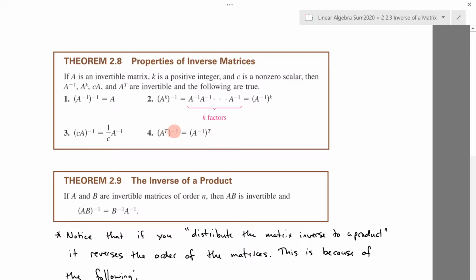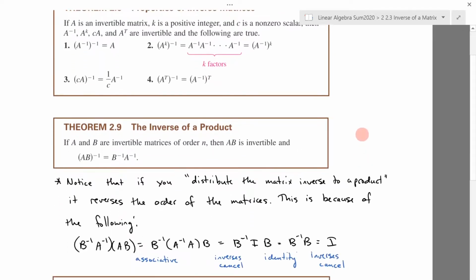If you take the transpose first, and then the inverse, it's the same thing as taking the inverse first and then the transpose second. So the one we want to pay attention to is this property here, where the inverse of a product is similar to the transpose in that when you try to distribute the matrix inverse to a product, it reverses the order of the matrices.